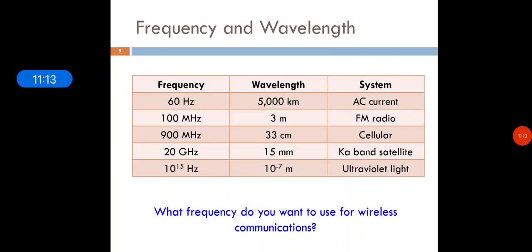So frequency and wavelength of different types of wave systems. AC current, you already know, in our homes, whatever AC current we are utilizing has a frequency of 60 hertz. Wavelength is nothing but the reverse of frequency. And FM radio has a frequency of 100 megahertz. You must have heard about FM radio, FM 92. So its operating frequency is around 100 megahertz.